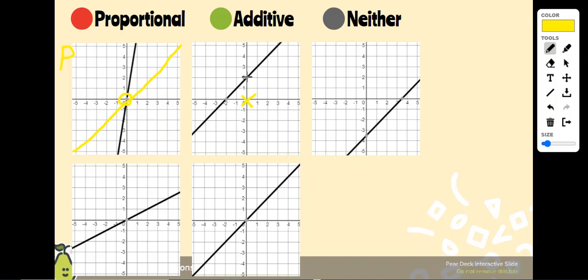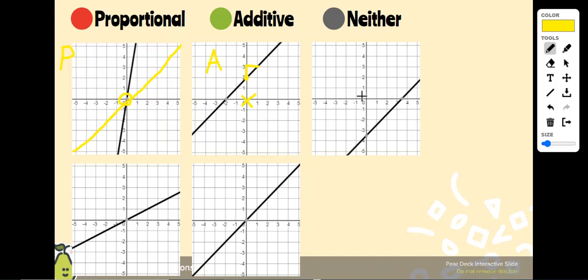Right now, it goes through the y-axis at 2, so it has a y-intercept of 2, and it's going up 1 over 1. So it does have a slope of 1. That means it is an additive relationship.